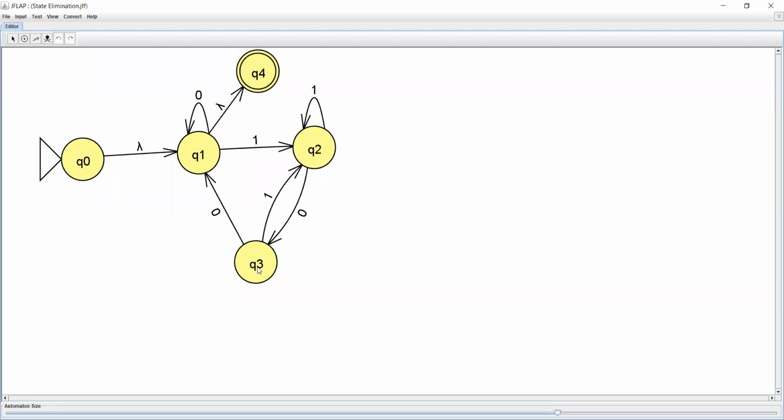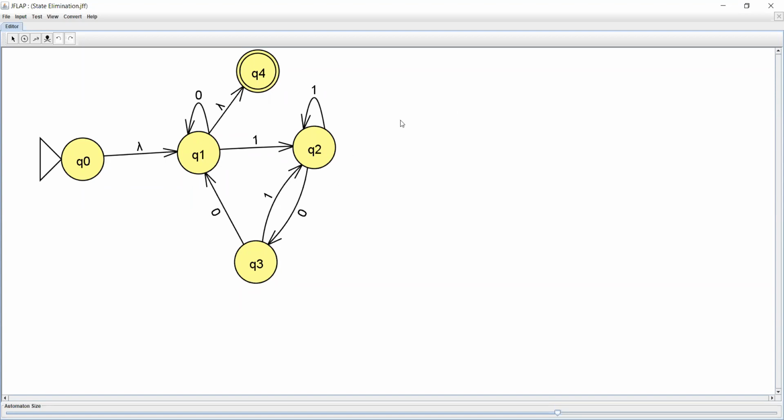And please remember that you can remove these states in any order. Q1 can be removed first, or Q3 can be removed first, or Q2 can be removed first. There is no specific order in which the states can be removed. You can remove any state. And I already told you in the last class also that when you remove some node, you need to make sure that if any serial edges or serial transitions are there, we concatenate them. If any parallel ones are there, then we take the union of them.